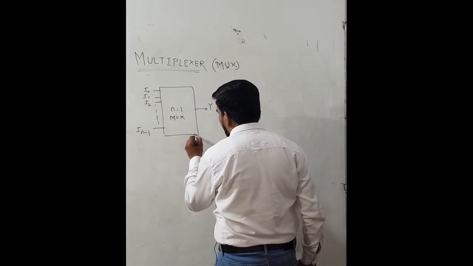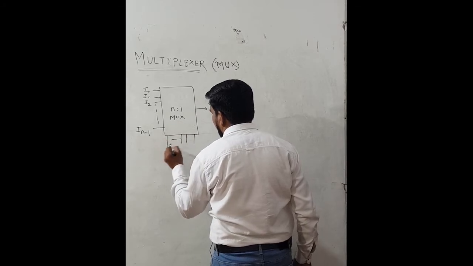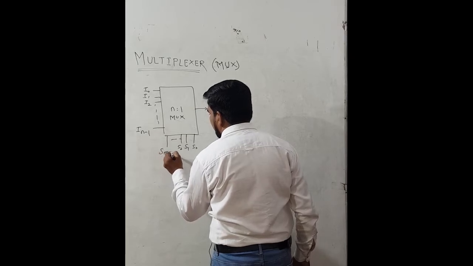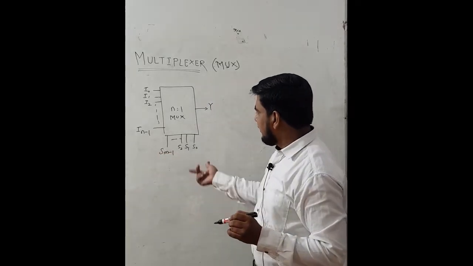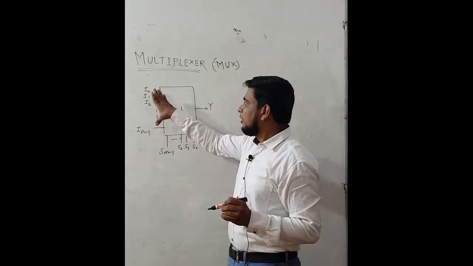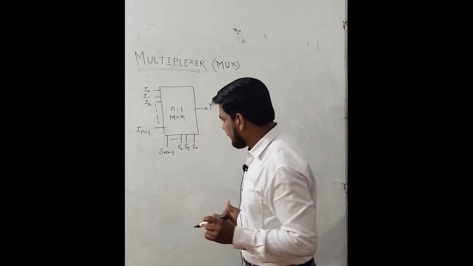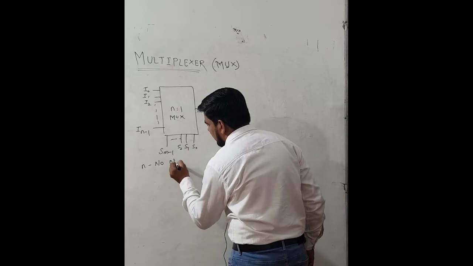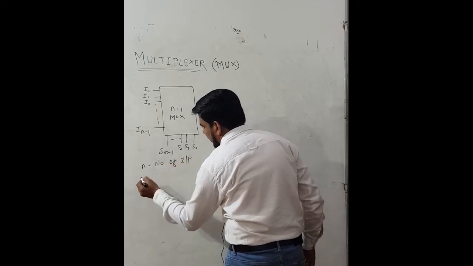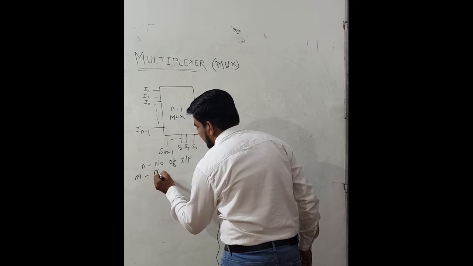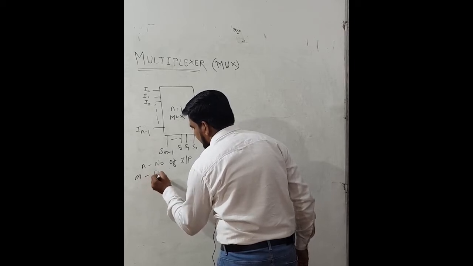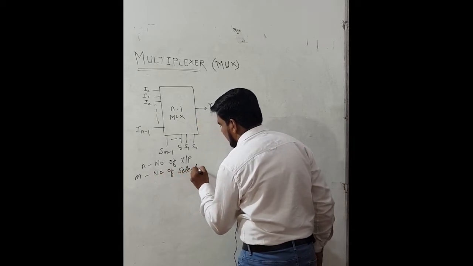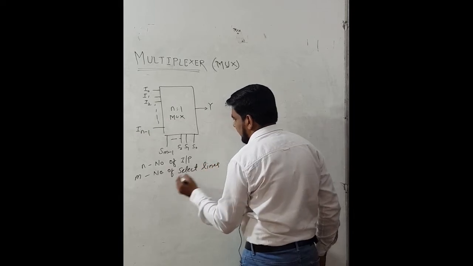The select lines are S0, S1, S2, up to m minus 1. These are the select lines, meaning based on the select line the input is given to the output. What is n? Number of inputs. m is the number of select lines. And Y is the output.